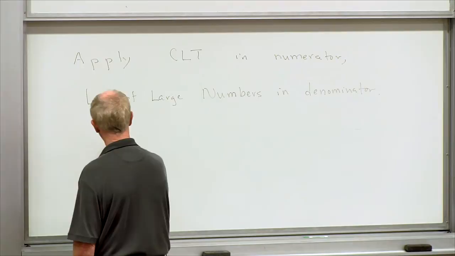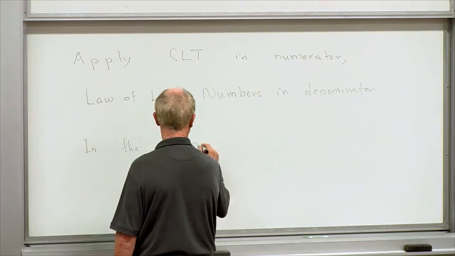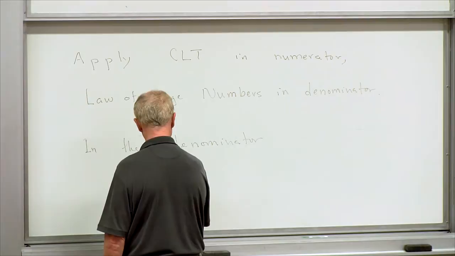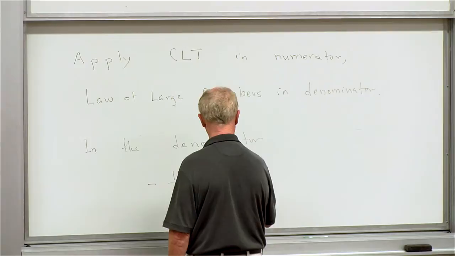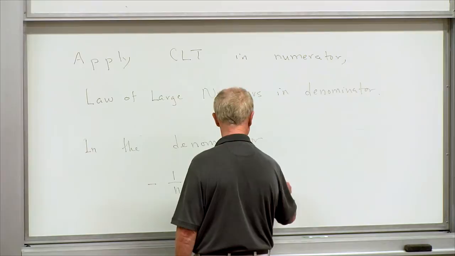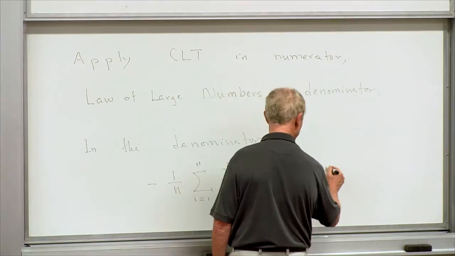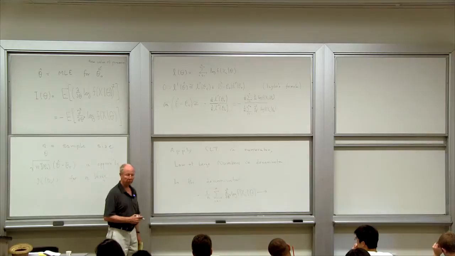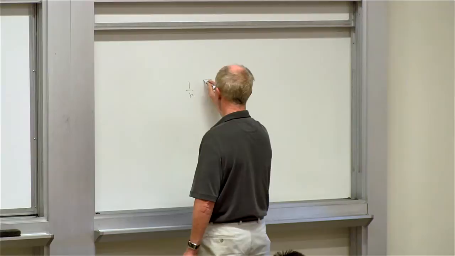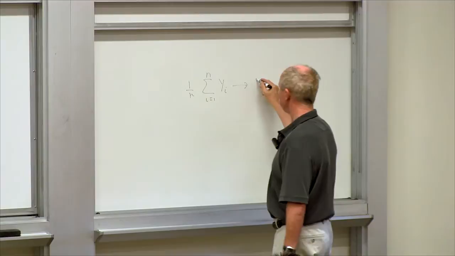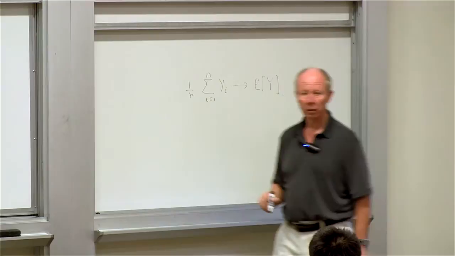Okay, so in the denominator, I'll put the minus sign in the denominator. 1 over n times the sum of iid random variables converges to the expected value of any one of the summands, right? Remember the law of large numbers? 1 over n sum i equals 1 to n of yi converges to the expected value of y. That's the law of large numbers. So this would converge to the expected value.